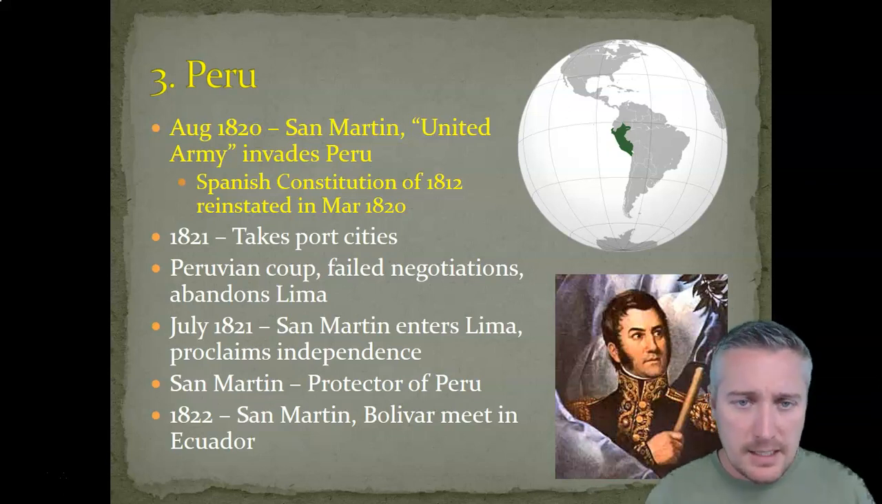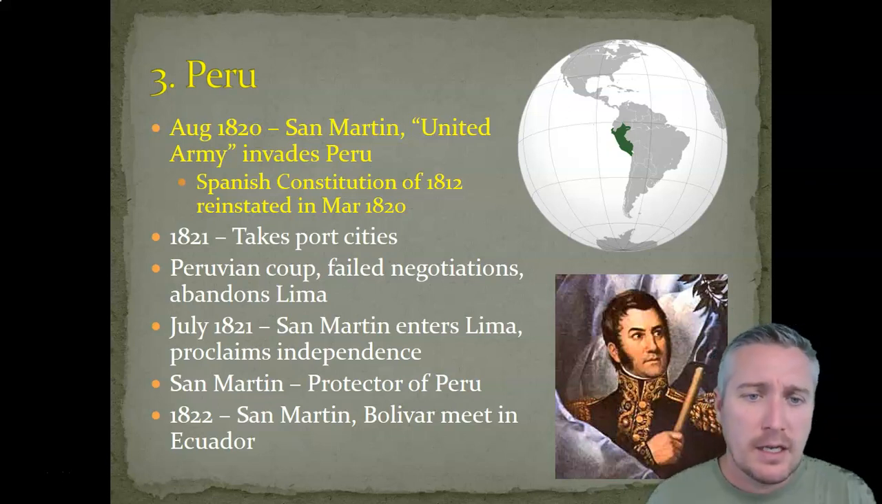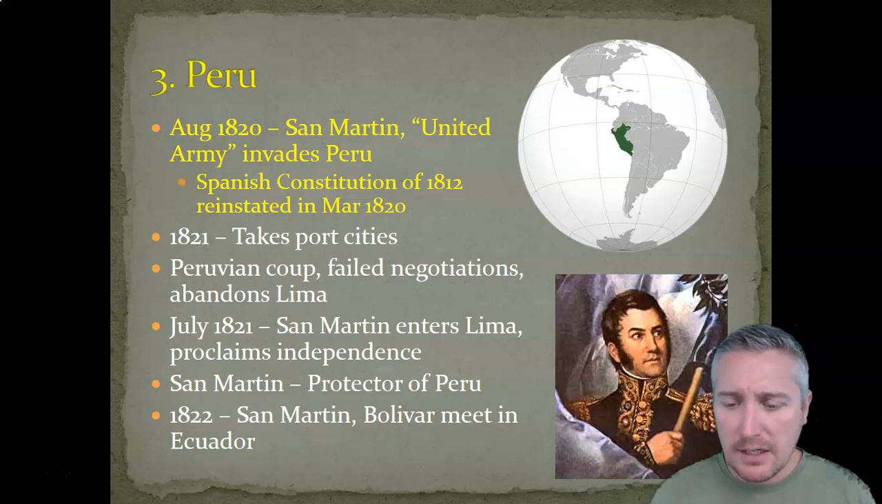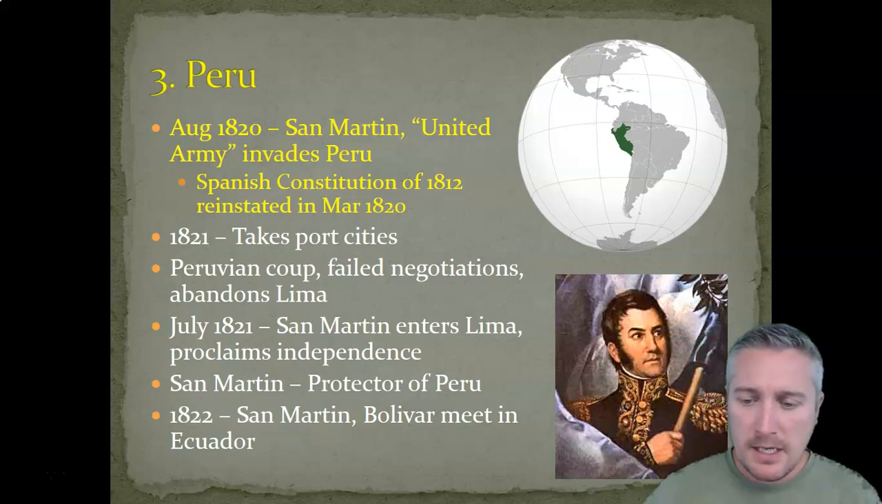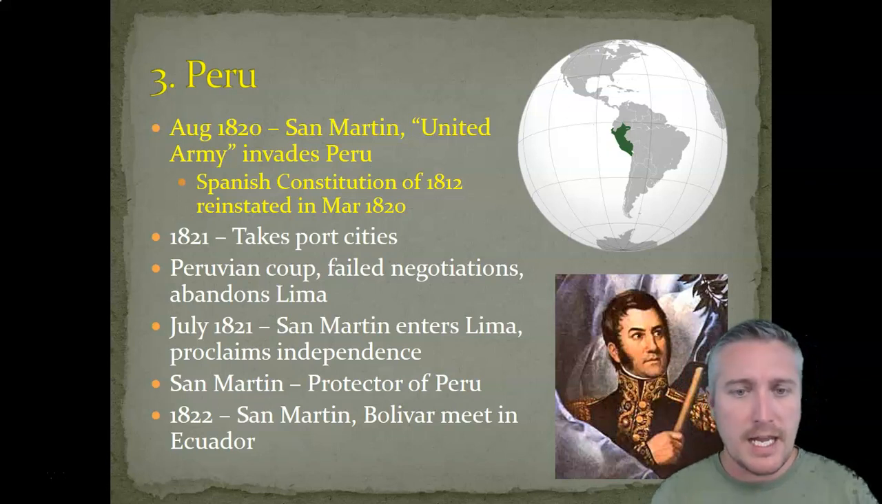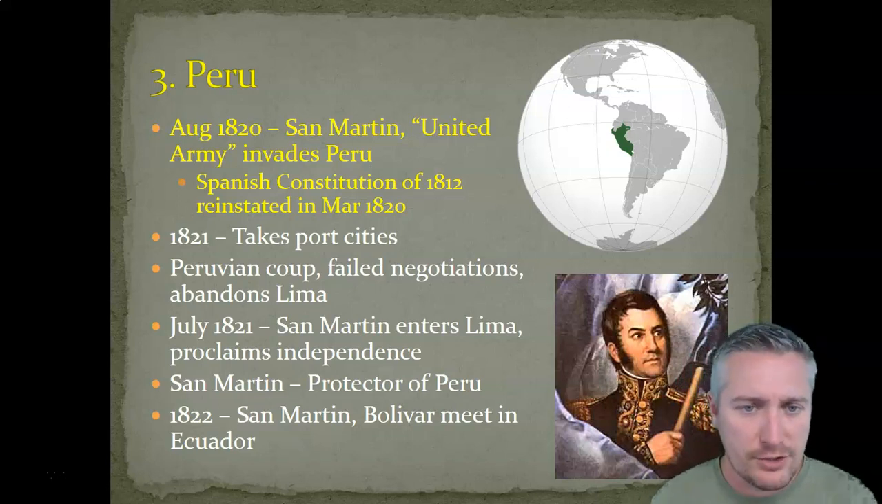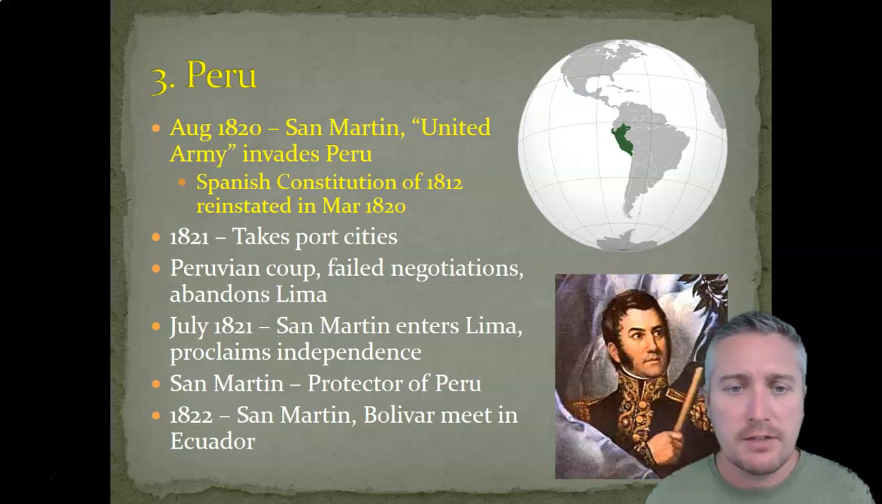After the invasion of Peru in 1820, the Constitution of 1812 had taken effect in some areas. At least word arrives that a mutiny in Spain, and we'll cover this fully in detail later on, that basically there's been a mutiny in Spain, and Ferdinand is basically forced to reinstall that Constitution of 1812 by March of 1820. And so that's a lot of what San Martin is fighting for.